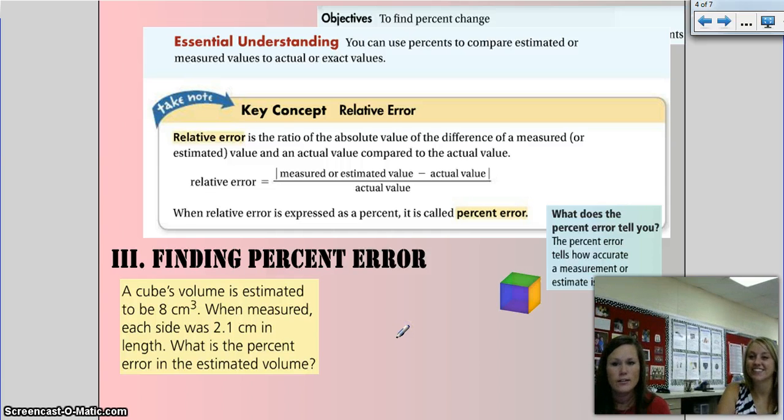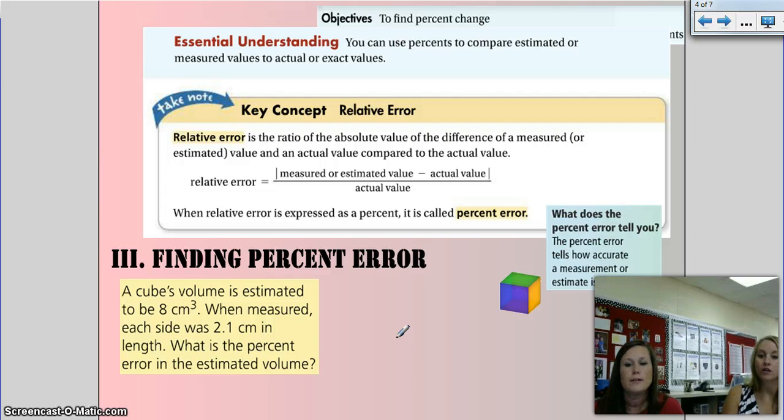Now, relative error. What you're looking at here is the estimated value versus the actual value. Sometimes we might estimate, for example, that there are going to be 300 8th graders next year. Well, only 280 people showed up to be 8th grade students. So there's a relative error there based on your estimation. You still do the same thing: difference divided by actual. It's just called percent error.